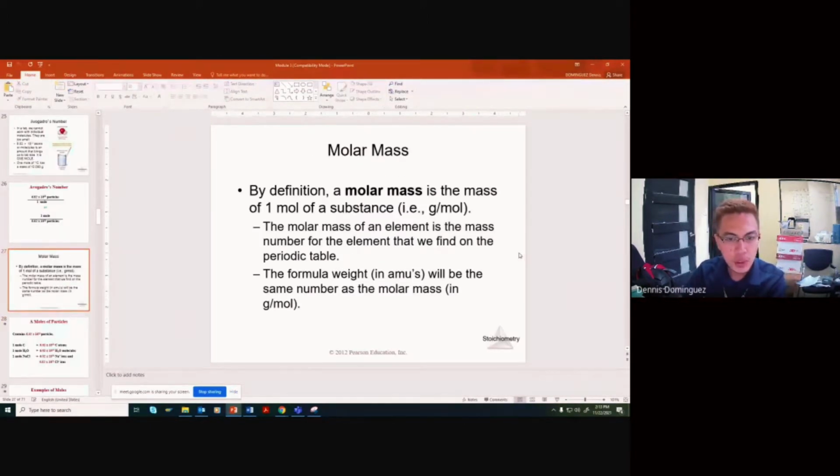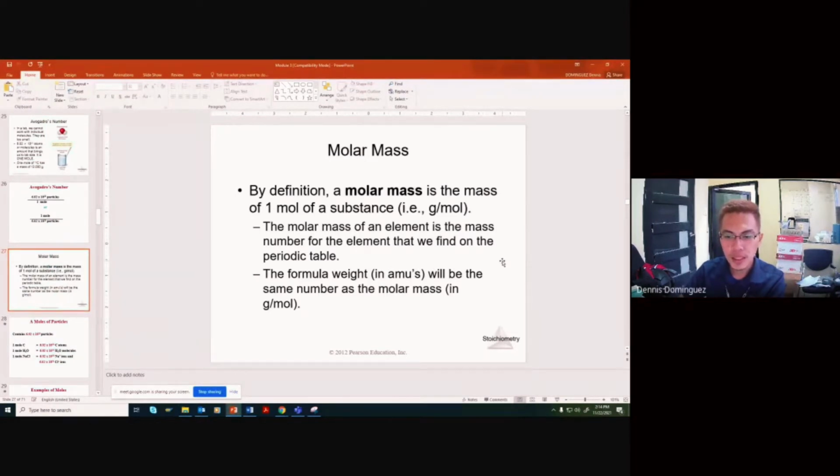So by definition, molar mass is the mass of 1 mole of a substance. An example is grams per mole. That's the value on the periodic table. So that's the molar mass of carbon. So that is 12 grams of carbon per mole of carbon. So that is the molar mass.